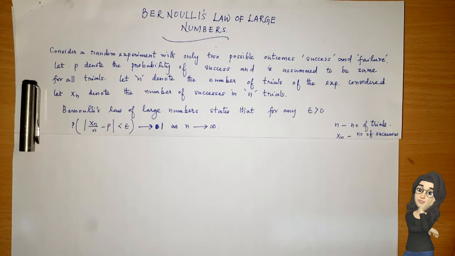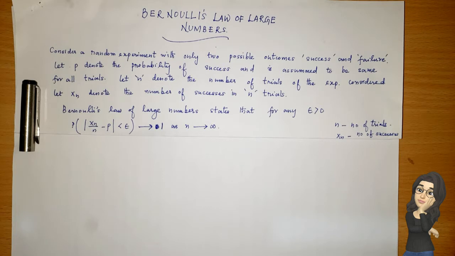Bernoulli's law of large numbers. So today we are going to consider the law of large numbers, and it is particularly the Bernoulli's law of large numbers. As the name suggests, we are conducting a random experiment which is a Bernoulli trial. That is, the only possible outcomes for this random experiment are either a success or a failure.